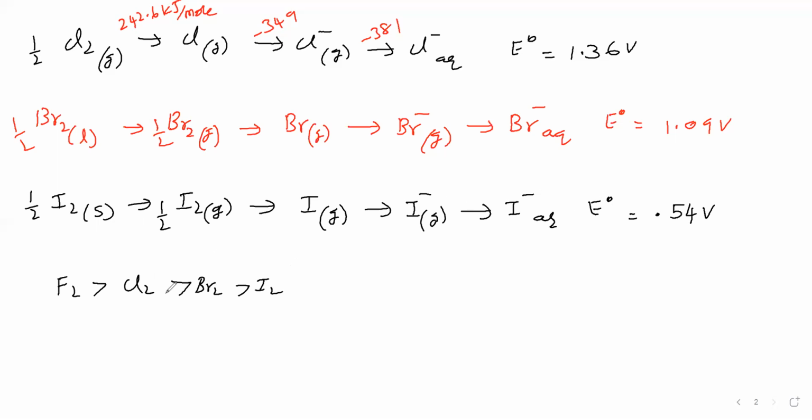Now we will see the reactions. Now we will take halogen F2 and halide Cl minus. What will happen? F2 oxidizing power is more. Therefore, F2 undergoes reduction and becomes F minus. Cl minus undergoes oxidation and becomes Cl2. Like this the reaction is possible. Similarly, we can convert Br minus into Br2 and I minus into I2. So F2 can oxidize Cl minus, Br minus and I minus.